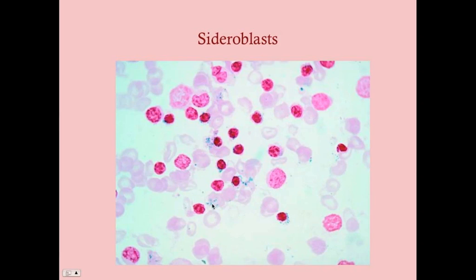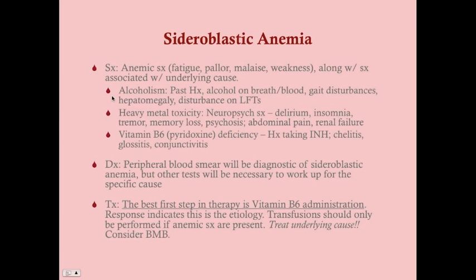Now, patients with alcoholism tend to lack the B vitamins in general, and that's why they are prone to getting the macrocytic anemias, because they lack B12. You have no B12, you can get a macrocytic anemia. If you have no B6, you can get a sideroblastic anemia, which is a microcytic anemia. So alcoholism and vitamin B6 deficiency kind of go hand in hand. Patients with alcoholism tend to get sideroblastic anemia because they're vitamin B6 deficient. So the best first step in therapy overall is going to be vitamin B6 administration.